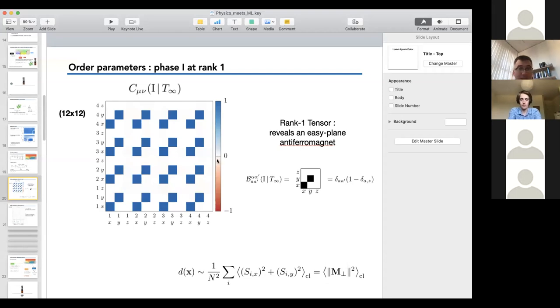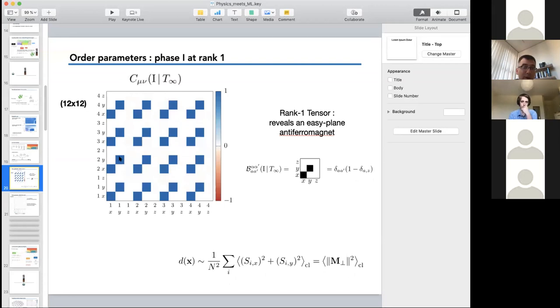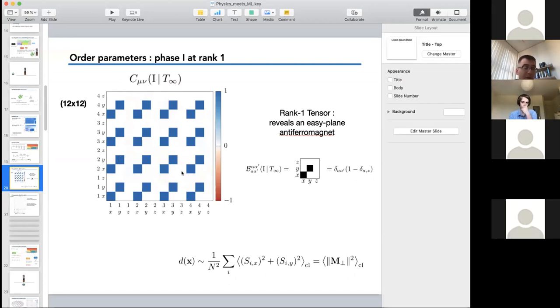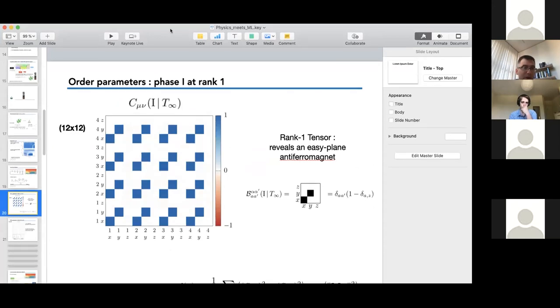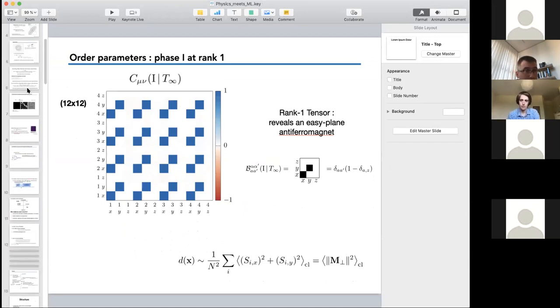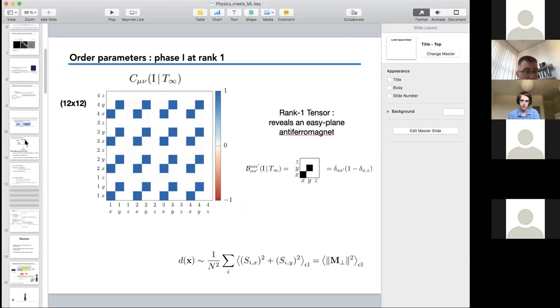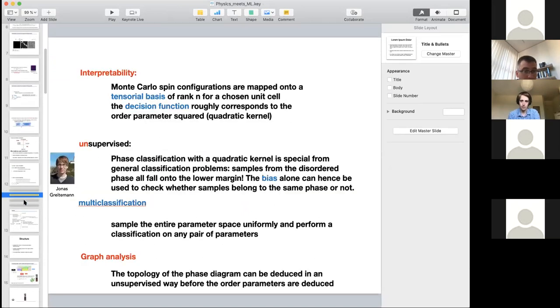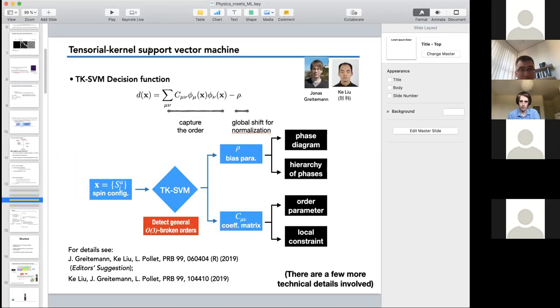So this matrix here, this is exactly this W. Yeah, the C mu nu is an encoding of the W. So the W encodes the order parameter, and the bias gives you an idea of where the phase boundaries are in our case. So is that explicitly a plot of W, or is that?